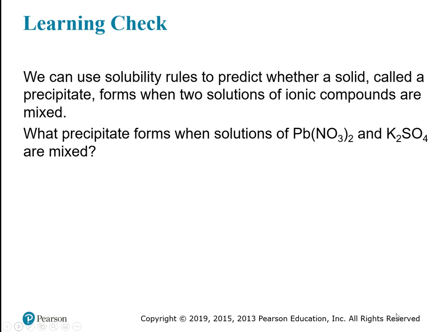The final thing that we can do is predict solubility. So if we take two solutions of ionic compounds and mix them together, will we make something, or will they just be hanging out as ions in solution? The way that you can figure that out, we have two solutions here. The first solution is lead 2 nitrate. The ions in that are lead 2 plus and nitrate, which is a minus.